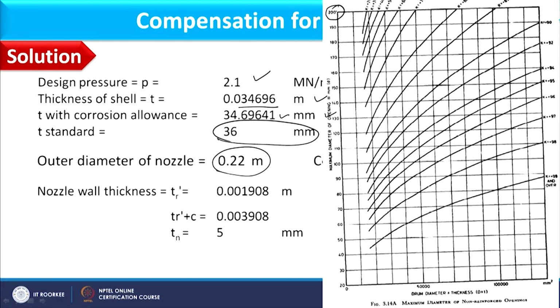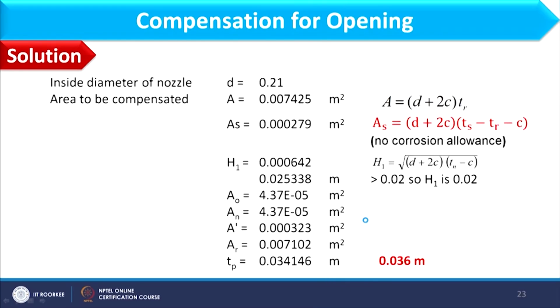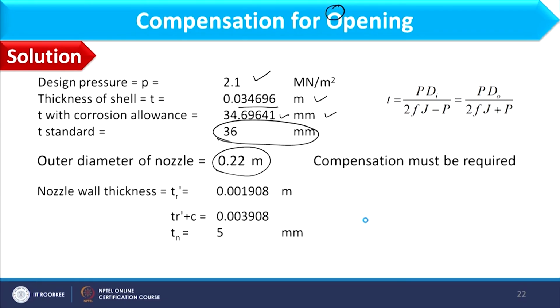So up to 0.2 meter value we can see whether compensation is required or not through this graph. However, beyond this we should compensate, and therefore in this case without computing I can say that compensation must be required. Now in the calculation of area for compensation we need the D value. D is the inner diameter of the nozzle, and the inner diameter of the nozzle is not given in this example.